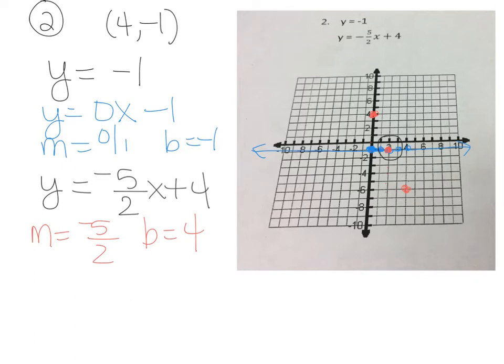So as you can tell, after I actually did this problem, the answer is not (4, -1), it was (2, -1). Sorry about that. So the answer is (2, -1). My apologies.